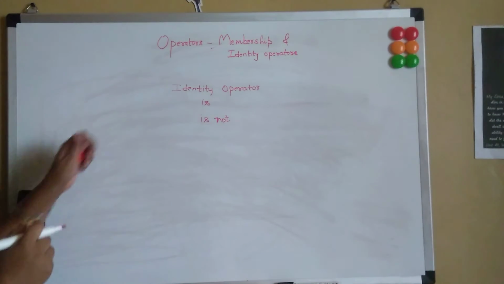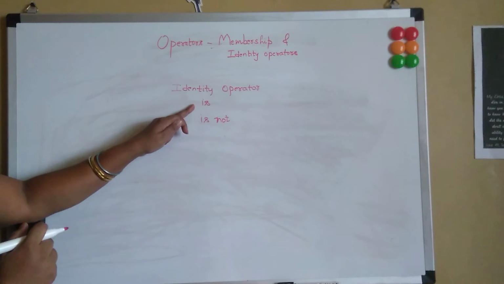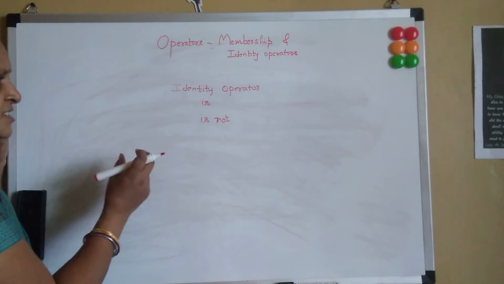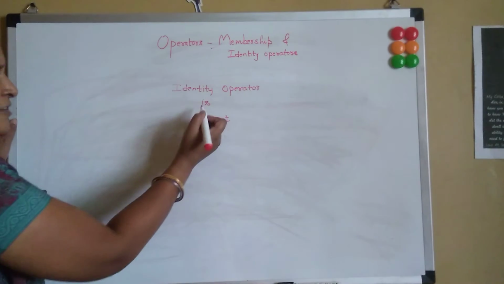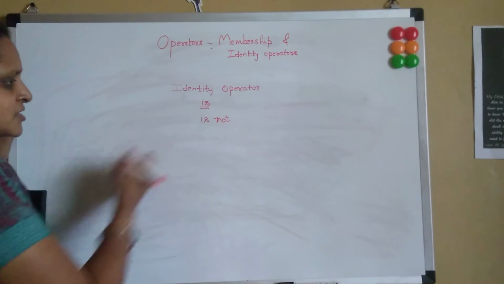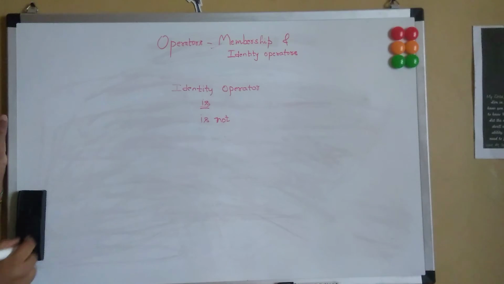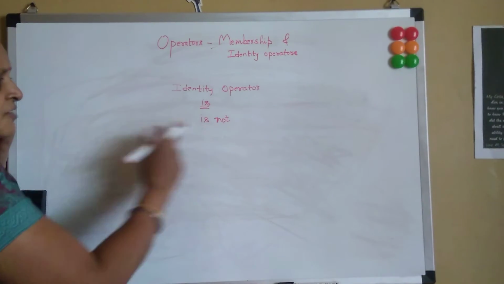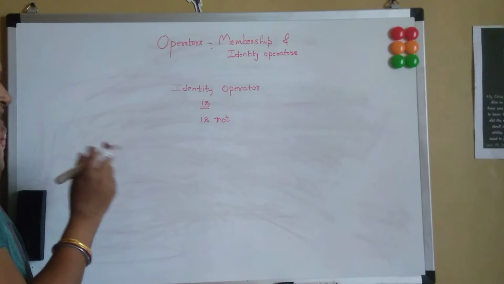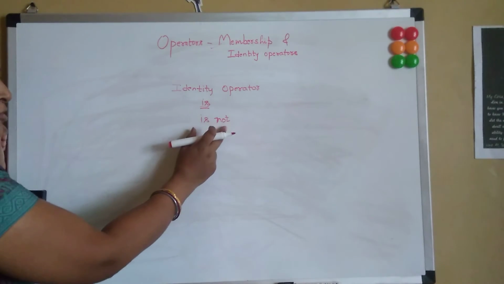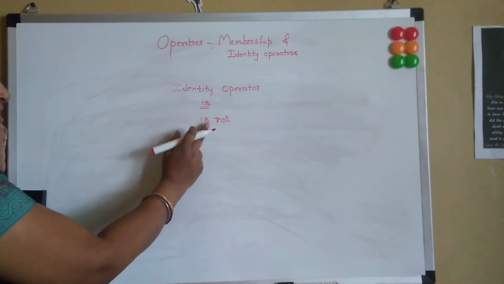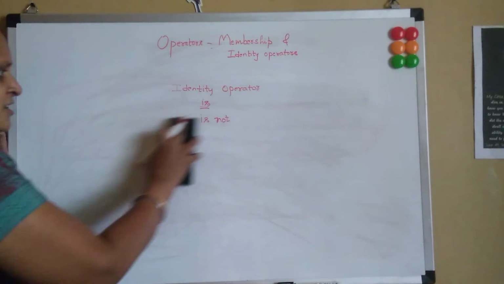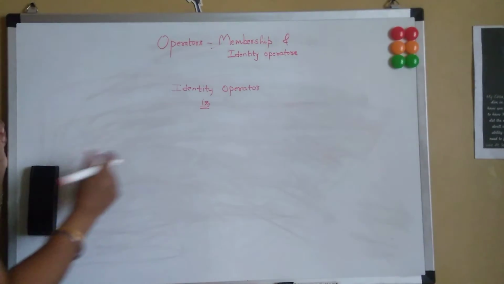Is checks if the two variables are pointing to the same object. That is, the two variables are holding the object which is in the same memory location. If it is in the same memory location, it returns the value true, else it returns the value false. Is not checks if both the variables are not in the same memory location. If they are not in the same memory location, then it returns true, else it returns false. So now let's look into the is operator.